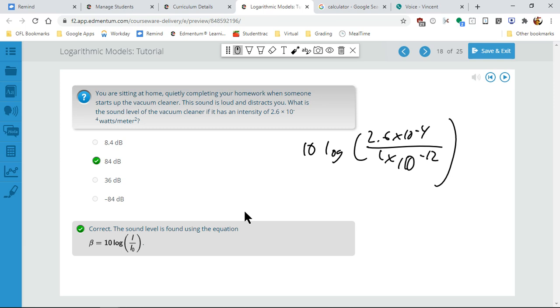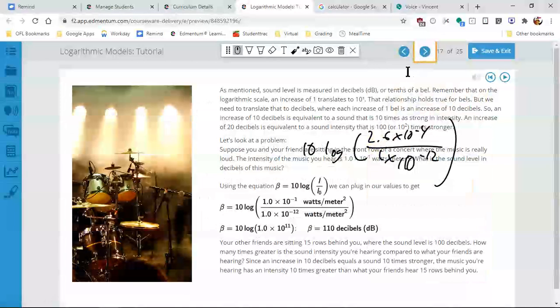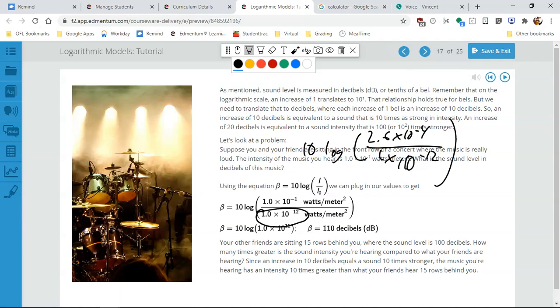So that's how we do this. When you take the test, I recommend writing down the equation for sound. The difference between sound and the Richter scale, first of all, is this number at the bottom, 10^-12. That's going to be our I0 for sound.